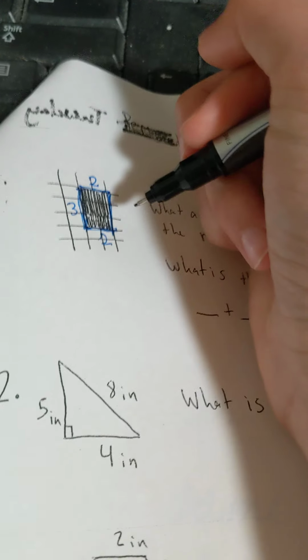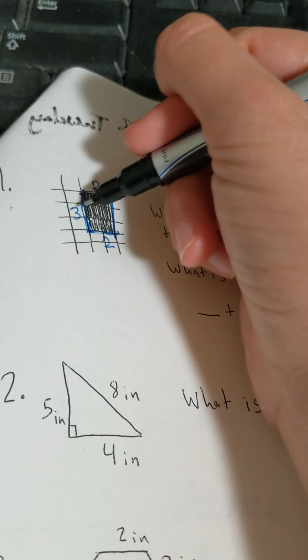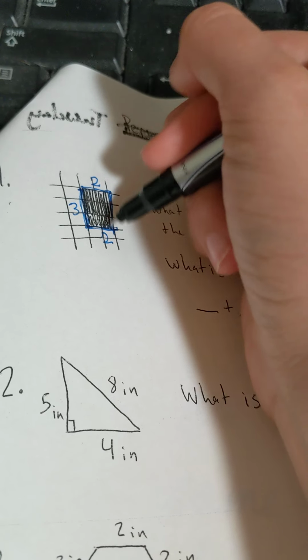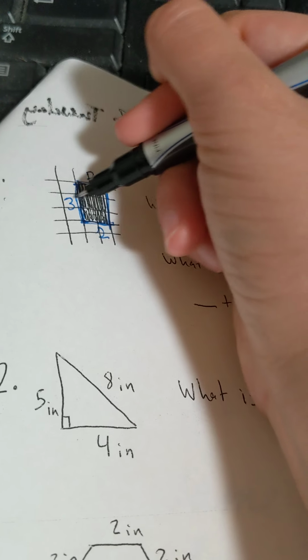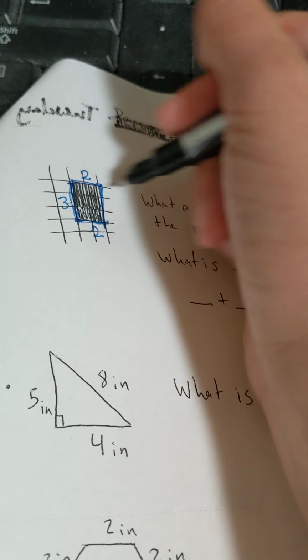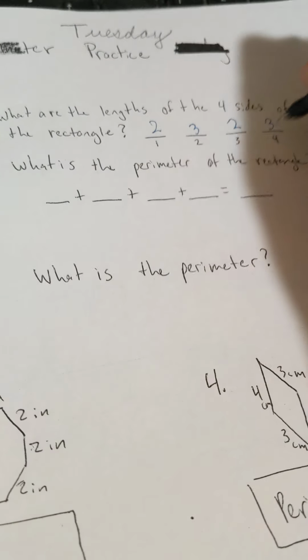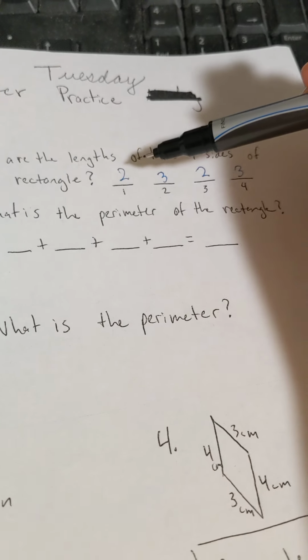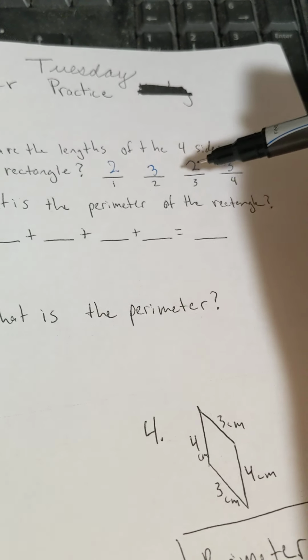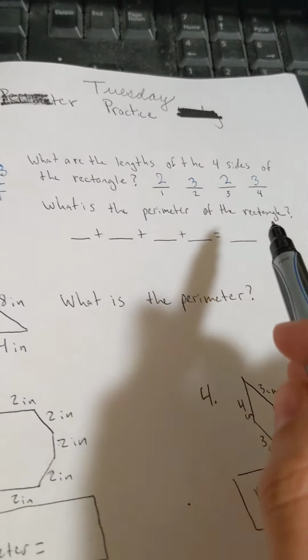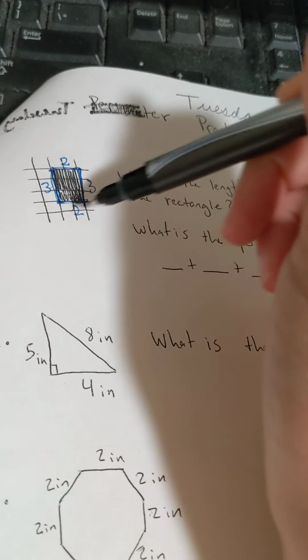It's a rectangle, remember. If these are 2 because they're opposite each other, so they're the same, are these going to be the same? Let's count them. 1, 2, 3. Also 3. So now we have our 4 sides. We have 2, 3, 2, and 3. So what is the perimeter of the whole rectangle?